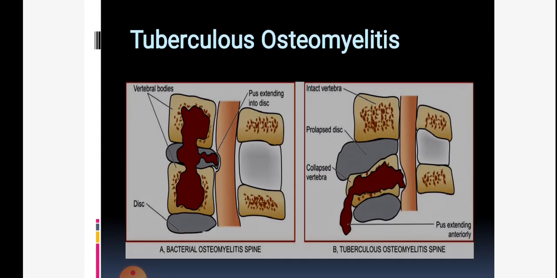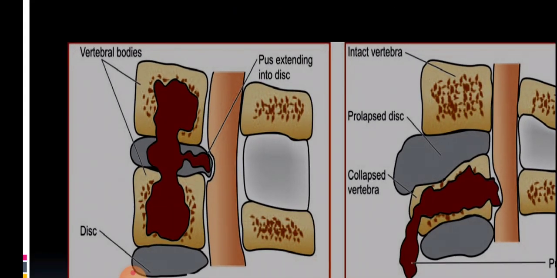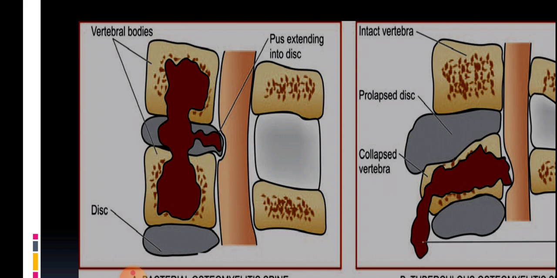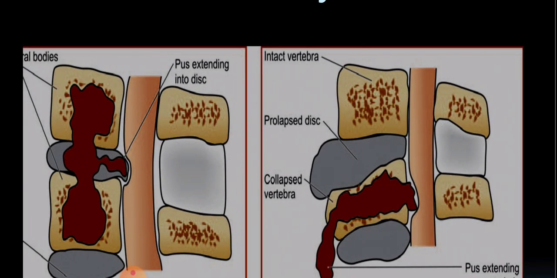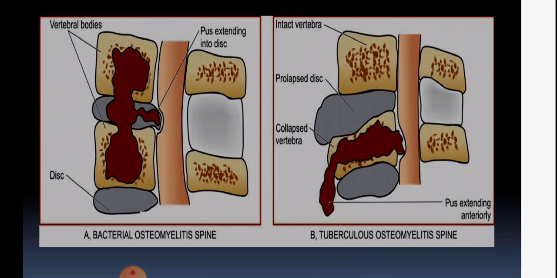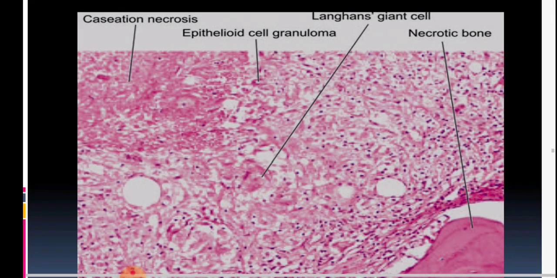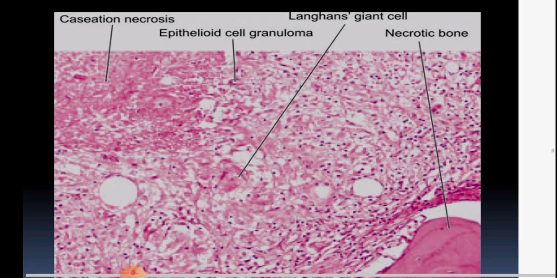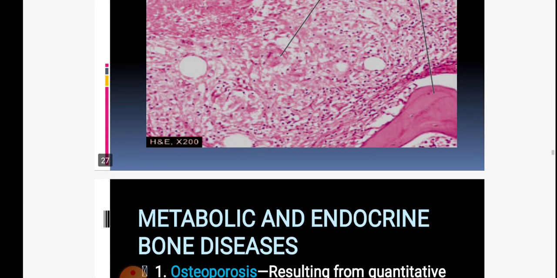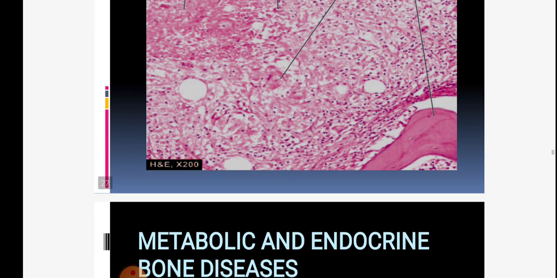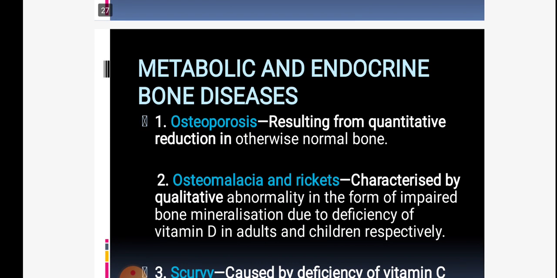Now, tuberculous osteomyelitis. Such schematic diagrams are very much essential. See that the vertebral bodies are destroyed with formation of a tuberculous abscess at the center, the pus extending into the disc. So intact vertebra, prolapsed disc, the pus draining out. So this is the formation of the Pott's spine. Caseation necrosis, epithelioid granulomas, Langerhans giant cells, necrotic bone, all these are the hallmark in the microscopic findings, the histology of such sections.